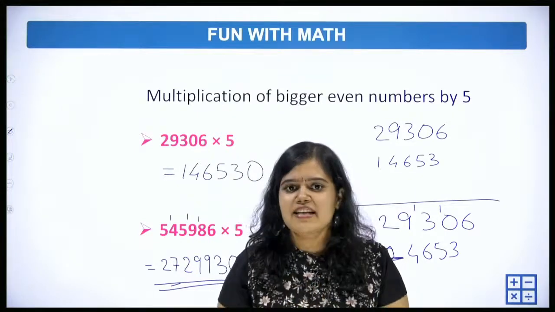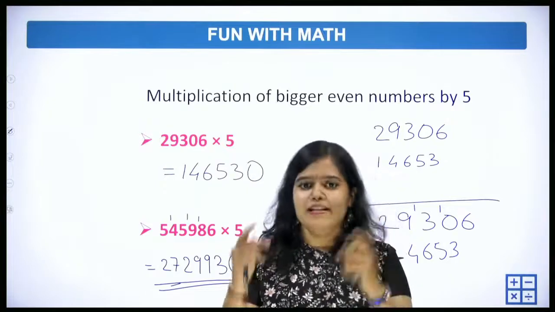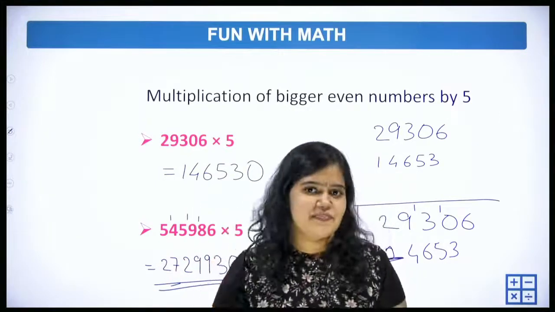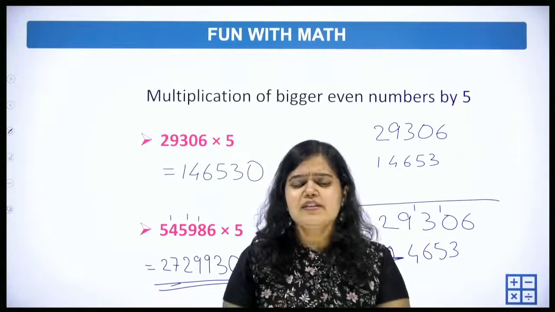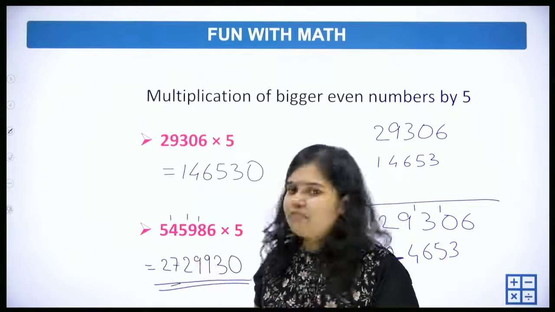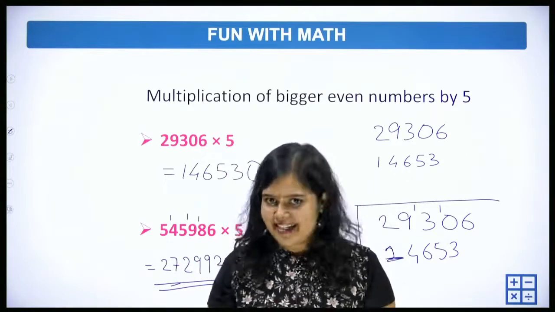Clear? So I hope you enjoyed how to multiply even numbers by 5. Even this process can be done for odd numbers, but there on dividing by 2, we will get a decimal first. Okay? So there it may not be so useful, but for long even numbers, this is a very easy trick.